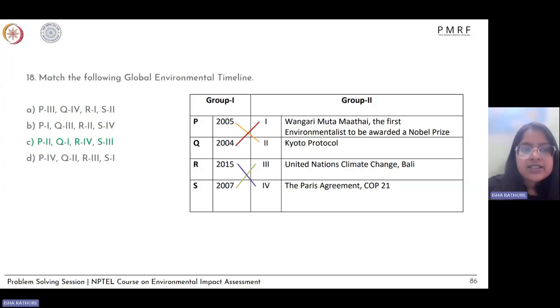So the correct answer is C. That is, in 2005, we have the Kyoto Protocol. 2004, we have Wangari Maathai, the first environmentalist to be awarded a Nobel Prize. Then 2015, we had the Paris Agreement, COP21, Conference of Parties 21. And then 2007, we had the United Nations Climate Change Conference in Bali. So the correct answer is P matches with 2, Q matches with 1, R matches with 4, and S matches with 3. So C is the correct answer.